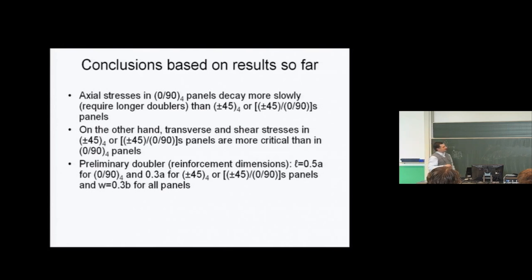Preliminary doubler reinforcements, then the length along the x would be about 0.5 times a, that's 50% of the length of the panel would have to be reinforced for the 0.94 laminate, but only 30% of the length would have to be reinforced for the other two laminates. And the width portion would be only 0.3b. That's about 30% of the width at the center would have a reinforcement.